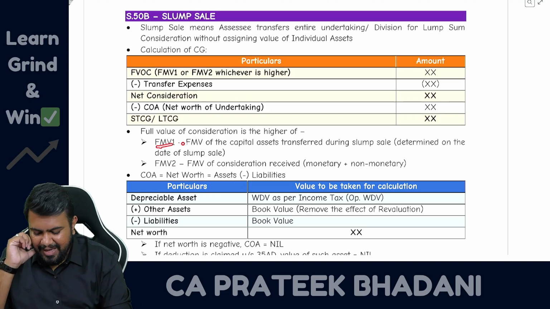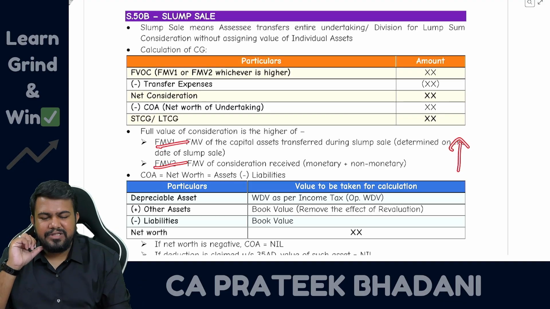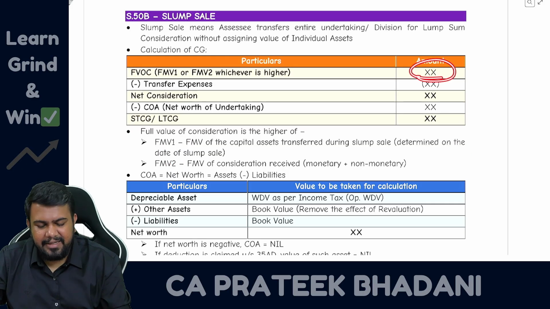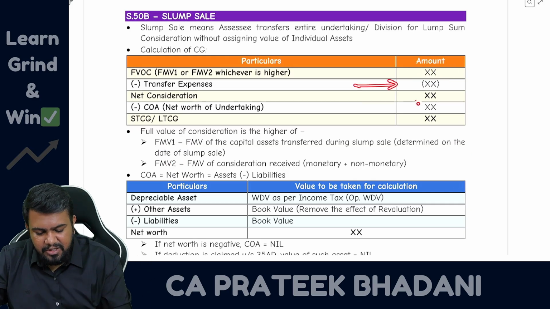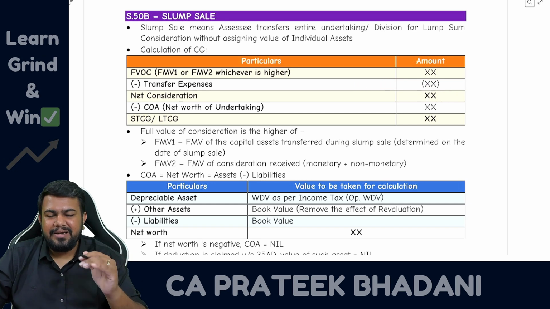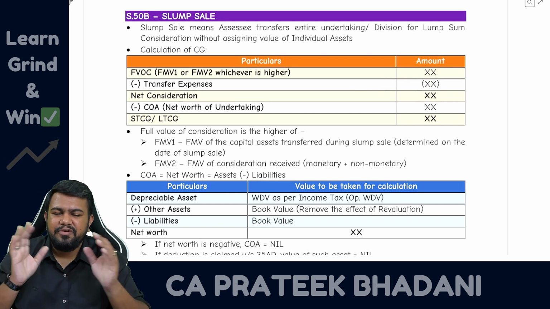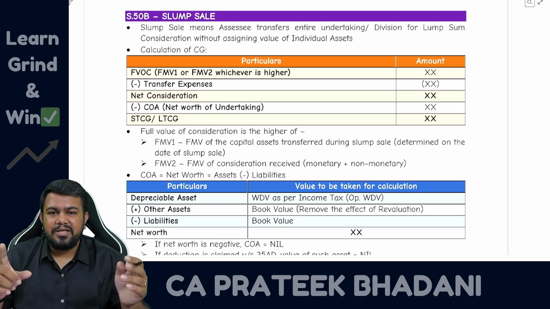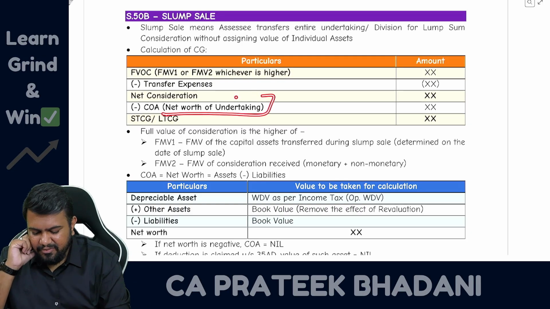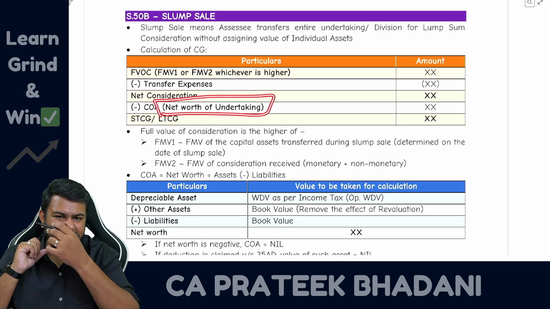Okay, so see fair market value 1 or fair market value 2, whichever is higher, the higher value will be taken as full value of consideration. From that you reduce the transfer expense, you will get the net consideration. From net consideration, you can reduce cost of acquisition. Now how to take the cost of acquisition, sir? Cost of acquisition in case of slump sale means net worth of the undertaking.